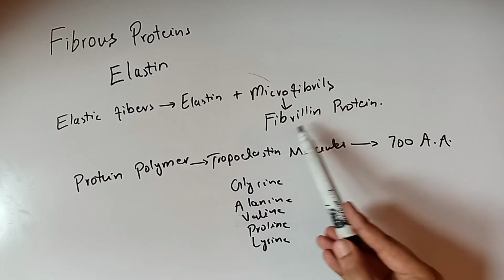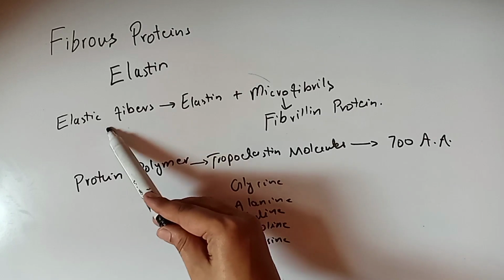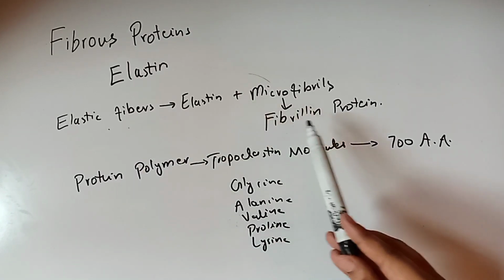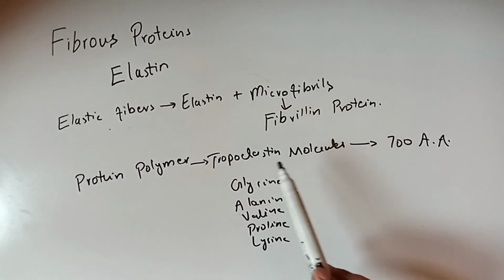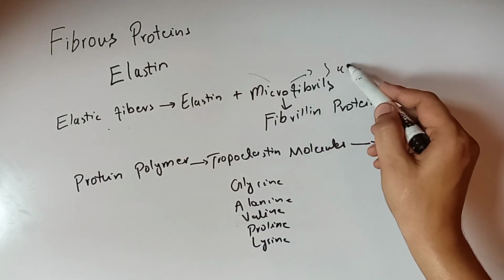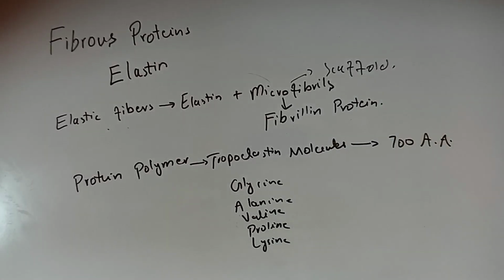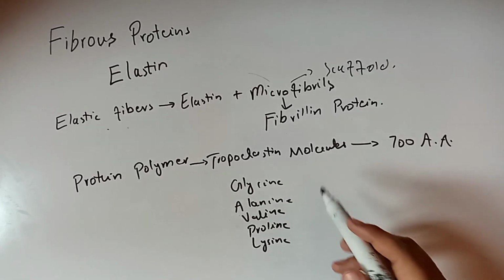is fibrillin protein. Elastin protein forms elastic fibers along with fibrillin protein, which forms microfibrils, and these microfibrils act as a scaffold on which the elastin protein is deposited. How does it occur? Let us discuss it.